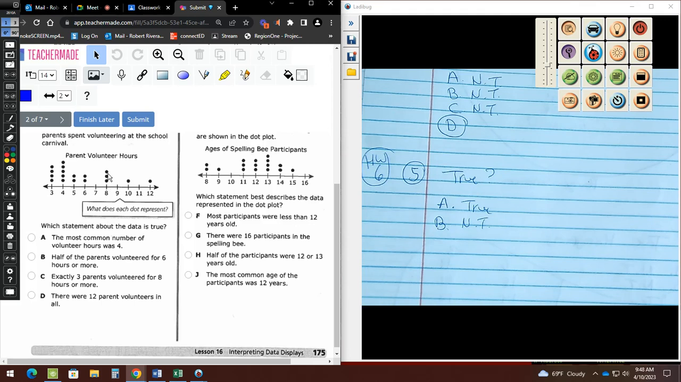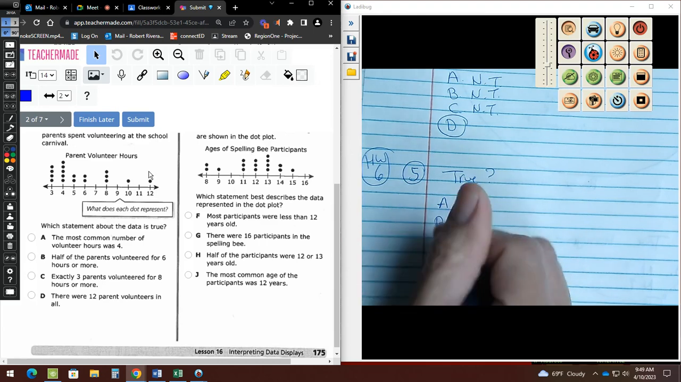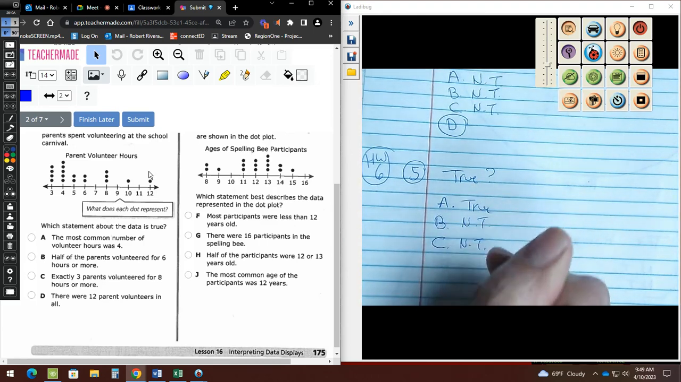A lot of kids in the start choose this one because they see the 3, but they said 8 hours or what? So there was not just 3, there was 3, 4, 5. There's how many parents? And the choice said exactly what? 3. Letter C is not true.